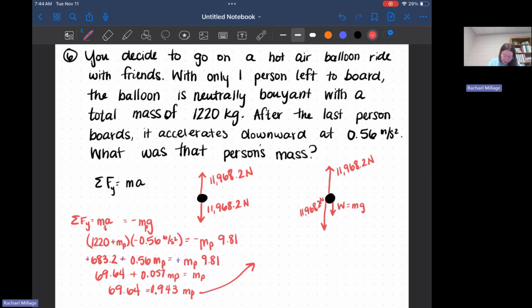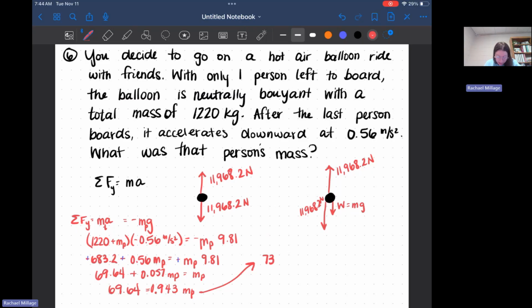So 69.64 divided by 0.943 is 73.8 kilograms. That's a reasonable size for a person, right? That's going to be right around 160 pounds. Let's just check our answer here. Yep, and that is right. So 73.8, or we could round this to 74 kilograms.